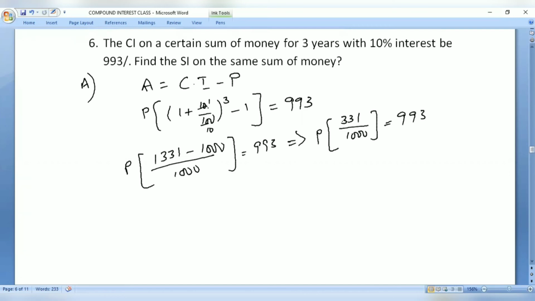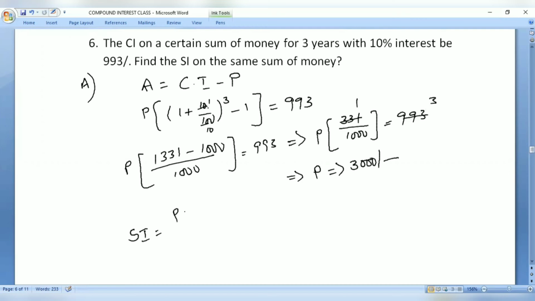Now see here, 331 ones are 331, 331 threes: 3 ones are 3, 3 threes are 9, 3 threes are 9. Now that means principal P equals 3 into 1000. That becomes 3000. So now we know the principal, we know the interest, we know the time period.